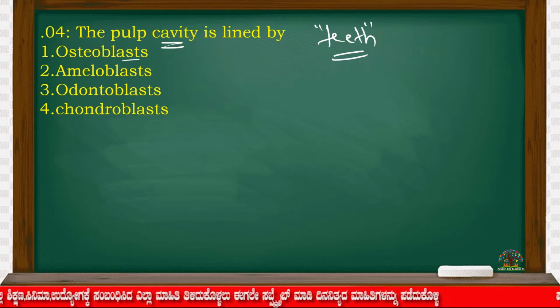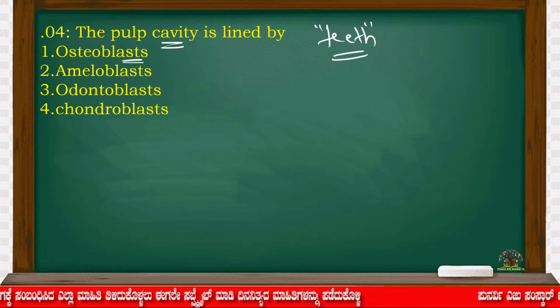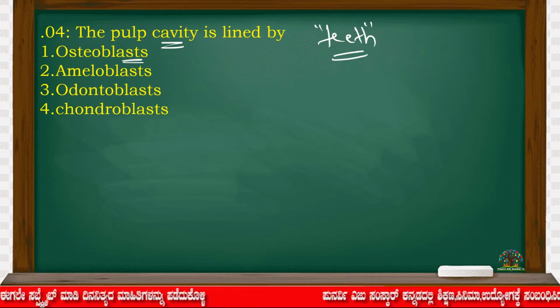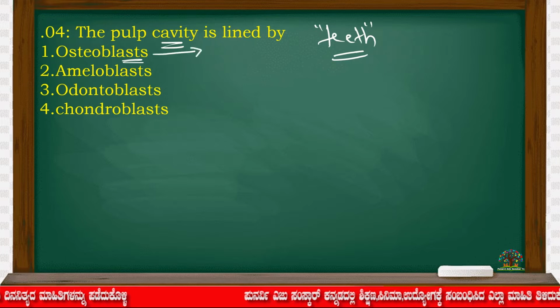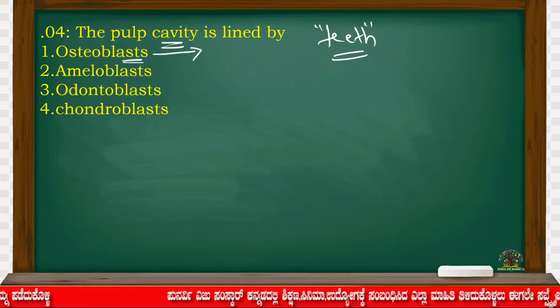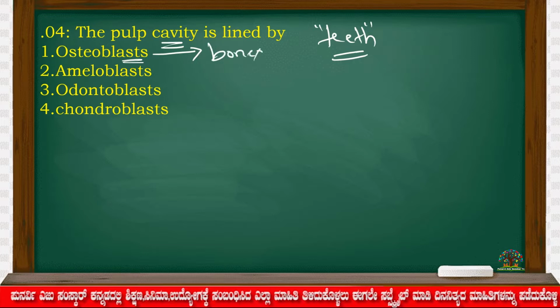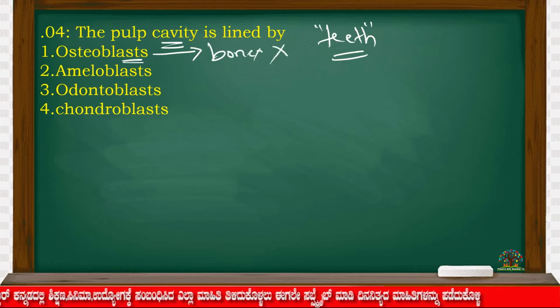See, blasts are nothing but cells, and these cells are different in origin. Option number 1 osteoblast. When you look at the word osteo, which means bones, these are the cells that are present in the bones. So this option cannot be the right answer.